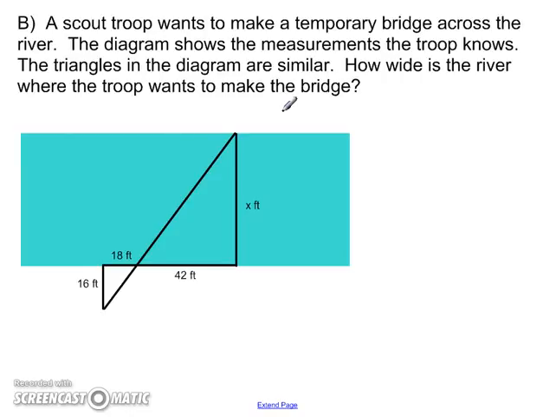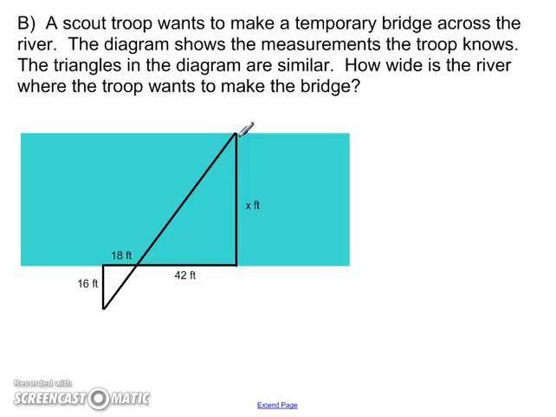A scout troop wants to make a temporary bridge across the river. Okay, so the blue in this case is signifying my river. I can't draw a river very well in here, so I did this. Okay, so here's our river in blue, and we're trying to get across. This is where my bridge would go, where x is, but we don't know how long or wide the river is. The diagram shows the measurements the troop knows.